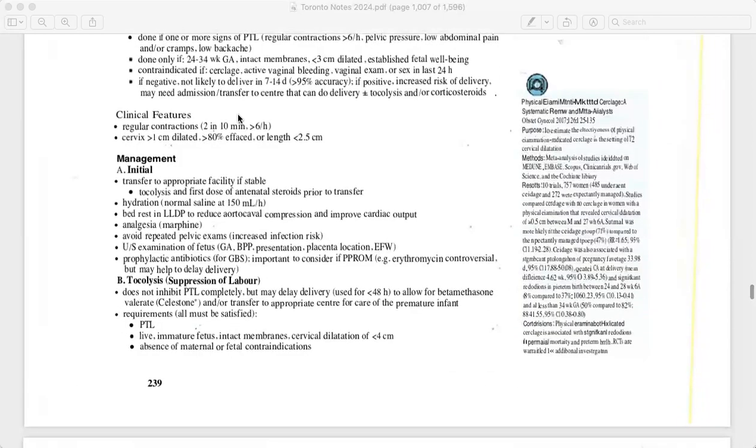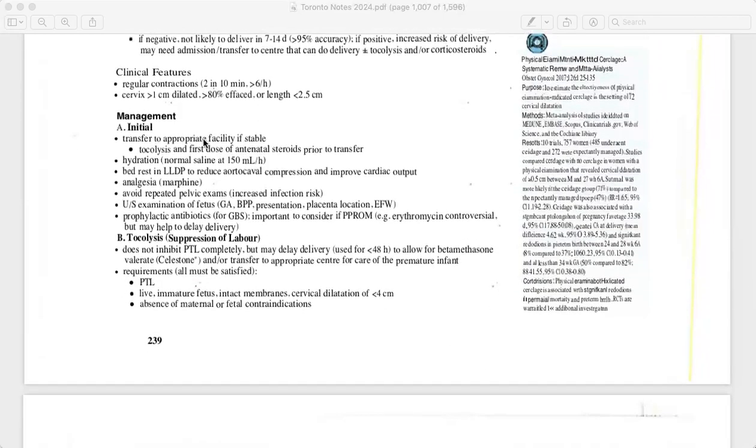Okay, so the management. Let's suppose this has already started: transfer to the appropriate facility if stable. Let's suppose she's just in midwife care, or in the clinic. So first things first, transfer to the appropriate facility, like transferring to the hospital. Tocolysis should be done. The first dose of antenatal steroids should be given. Now, what is tocolysis? Starting with hydration, bed rest, analgesics, avoid repeated pelvic exam. It's very important because it can increase the risk of infection. So they can ask you what is the one thing that you would avoid in this person: repeated physical exam.